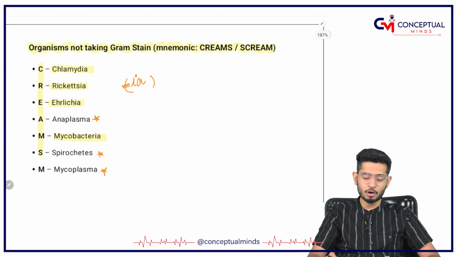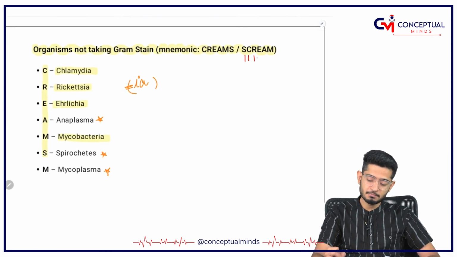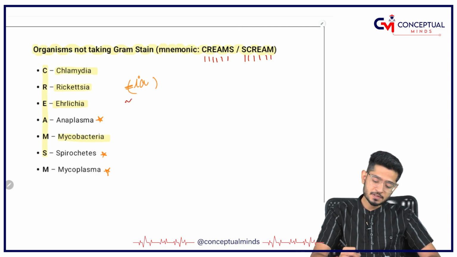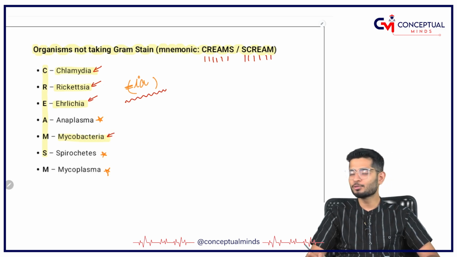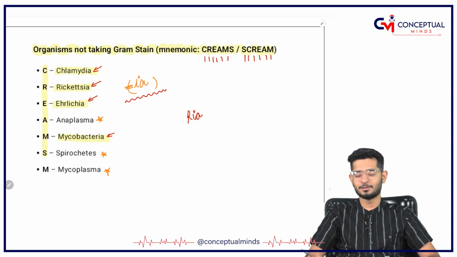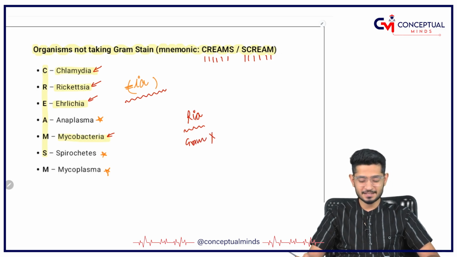Okay. Coming on to organisms which are not taking gram stain, mnemonic is scream, or you can say the mnemonic is creams. Okay. So how to remember? Remember anything which is ending with the word ia, like chlamydia, rickettsia, ehrlichia, mycobacteria. They are not going to take the gram stain. So Ria, my friend, oh my god. Anyways, Ria, your friend, does not like gram. Okay, she never likes gram stain.